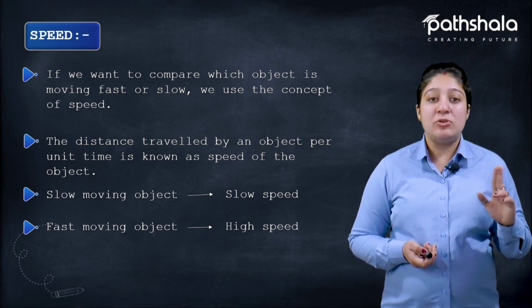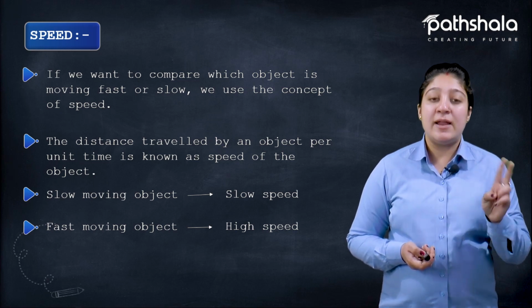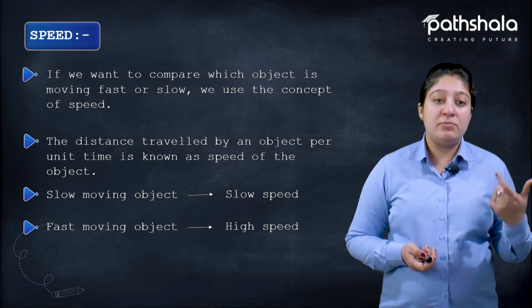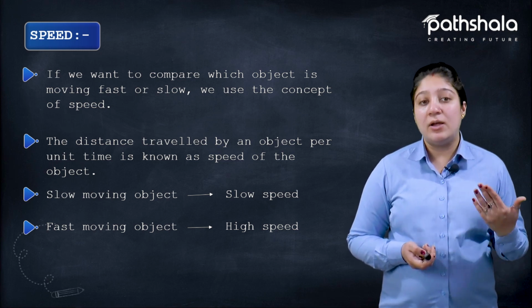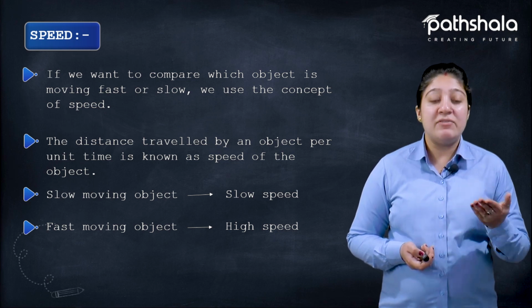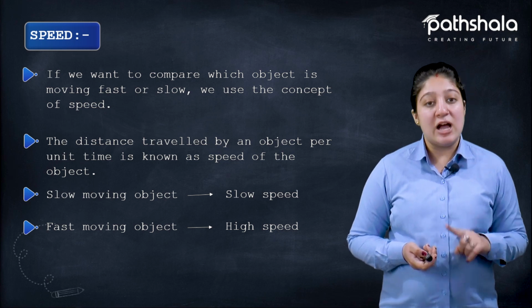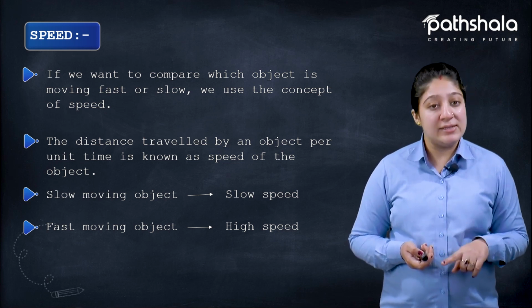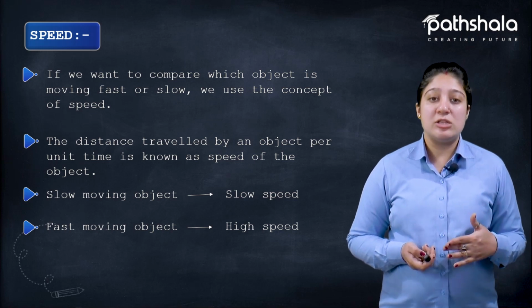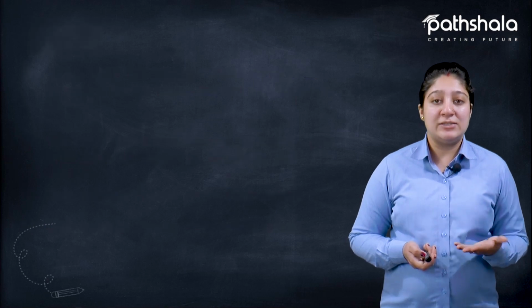Say there are two cars, car A and car B. Both are covering the same distance, 200 kilometer. Now the car which is taking less time is having a high speed and the car which is taking more time is having a slow speed. So that is how we use the concept of speed to compare the motion of two objects, right?